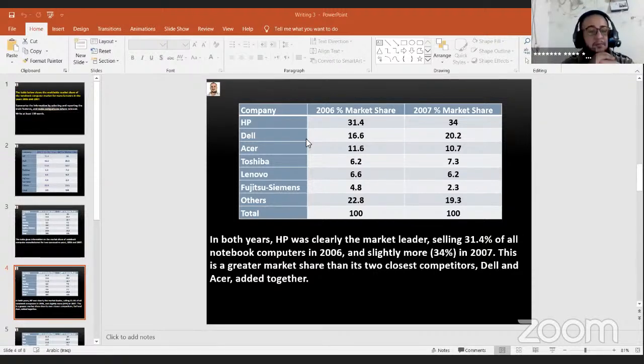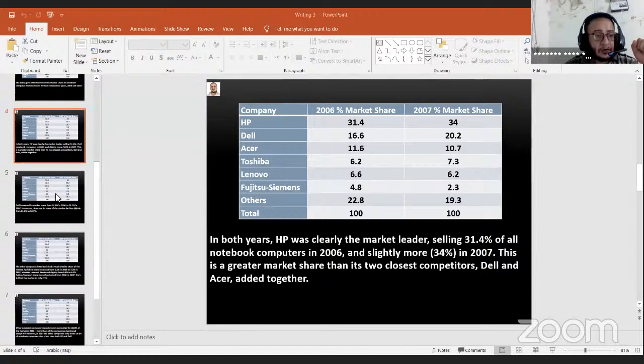Okay, now let us repeat. In both years, that means 2006 and 2007, HP was clearly the market leader, which means it leads the highest percentage in selling its products, selling 31% of all notebook computers in 2006 here, and slightly more, 34% in 2007. Then we come to the comparison here. We compare it to its closest competitors, which are Dell and Acer. You may also just compare it to Dell, it's okay. This is a greater market share than its two closest competitors, Dell and Acer added together. That means we collected those numbers and they were less than 31. And those two other numbers, they were less than 34.